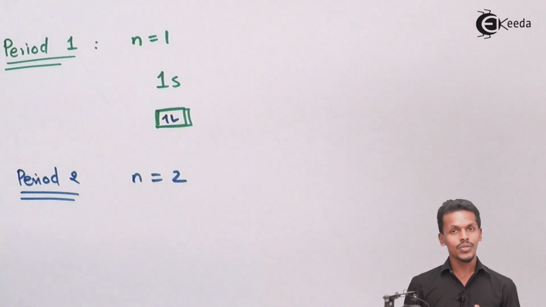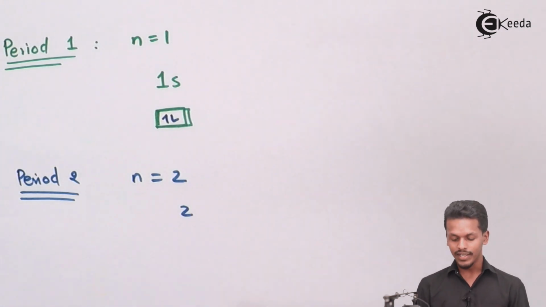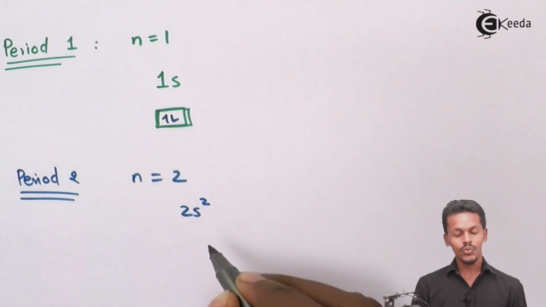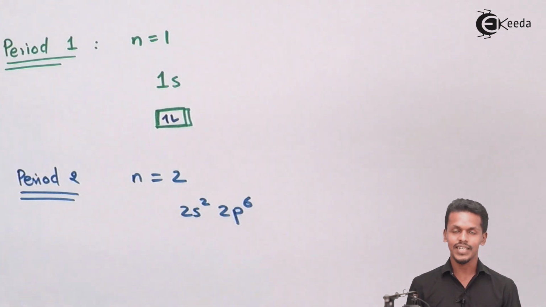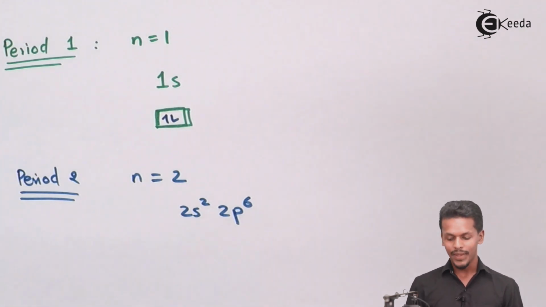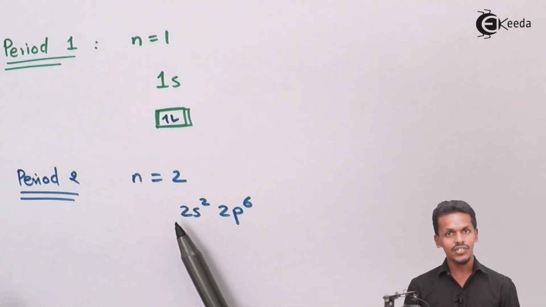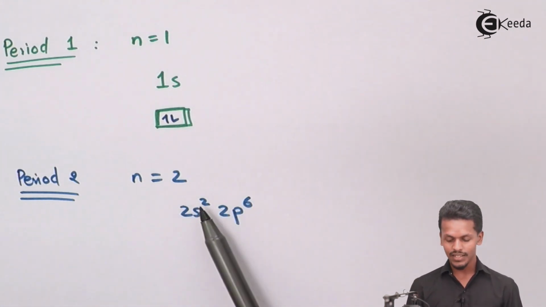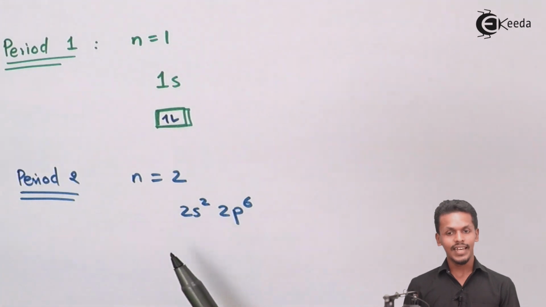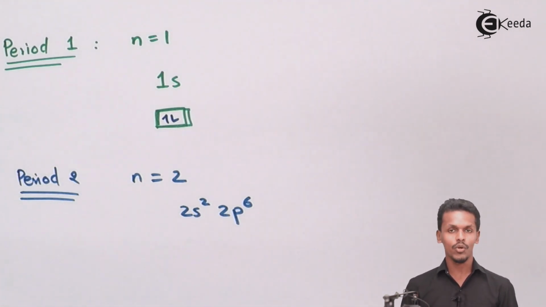this n equal to 2 is distributed in the form of 2s2 and 2p6. So this is the maximum number of electrons that could occupy the orbitals, making 2s2 and 2p6. So in this case, we could see that the second main shell consists of 8 electrons, that is 2 electrons of s and 6 electrons occupied in the p orbital.